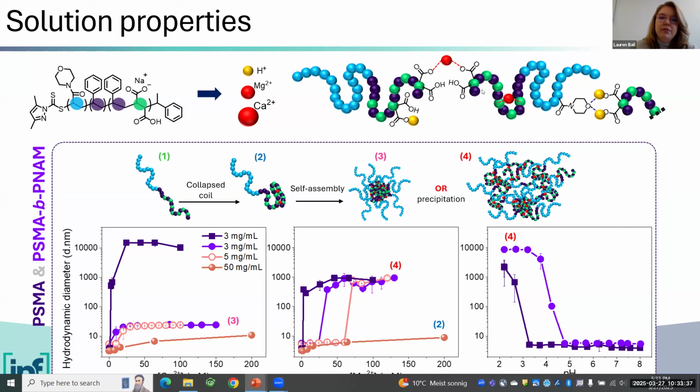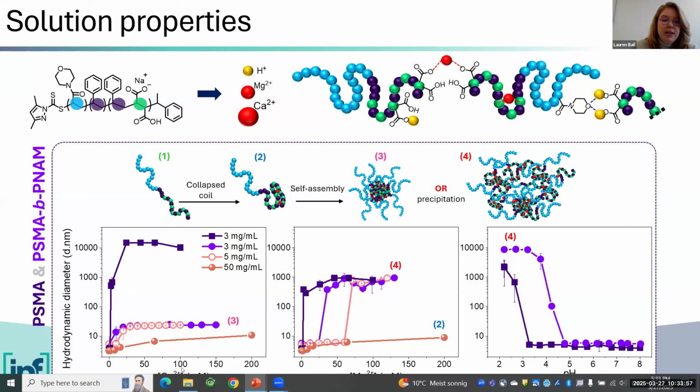And we have a couple of different ways in which the cations can interact. We can have intermolecular chelation or intramolecular chelation. And the efficiency of this chelation also depends on the pH a little bit. But despite that, we saw some very different results for the SMA PNAM copolymer.